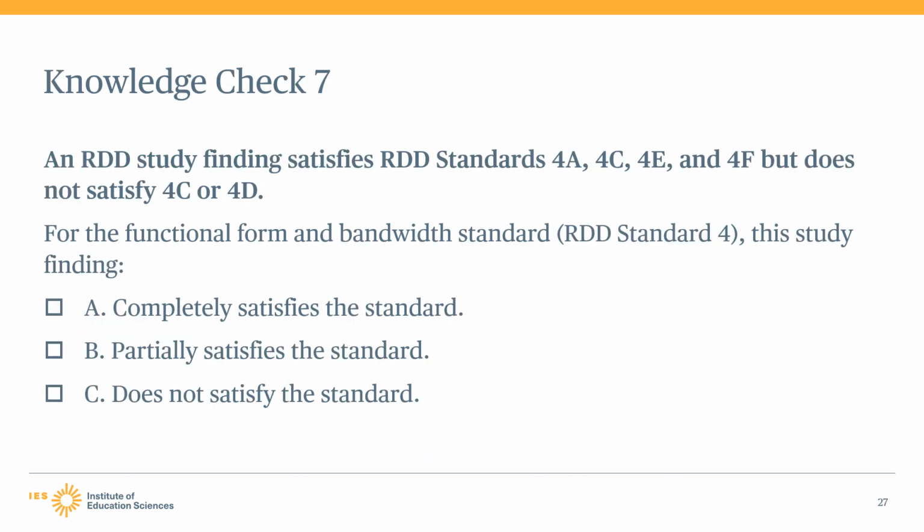Knowledge Check 7. An RDD study finding satisfies the RDD standard for criteria A, C, E, and F, but the study does not satisfy criteria B and D for the functional form and bandwidth standard, or the RDD standard 4. Does this study finding A, completely satisfy the standard, B, partially satisfy the standard, or C, not satisfy the standard? You may want to pause the video now to think about your answer.